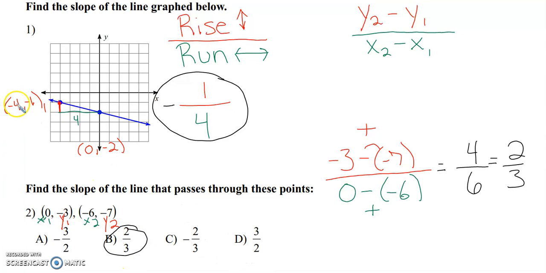So again, you can use this formula, right, for here. You can use the points. If you wanted to use the rise over run here, all you'd have to do is graph them.